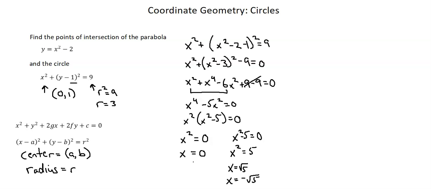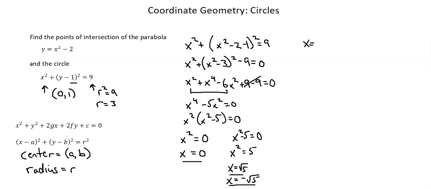So we have 1, 2, 3 x values. Our requirements are to find the points of intersection. There are 3 points of intersection. These are the x values. We'll input these x values into one of our equations to find the corresponding y values at each point. We'll use the parabola because that's the simpler equation.